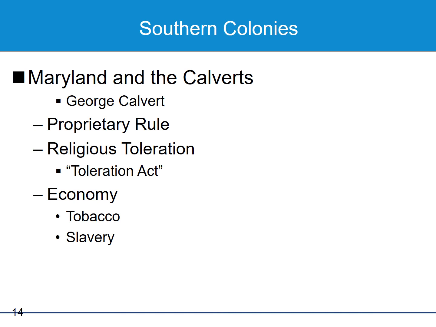In the early years, it was what we called a proprietary colony. It was under proprietary rule, meaning that the Calvert family had full control of the colony. Eventually, it will revert back to a royal colony after the English Civil War, which we'll talk about a little bit later. But it is a haven for Catholics.